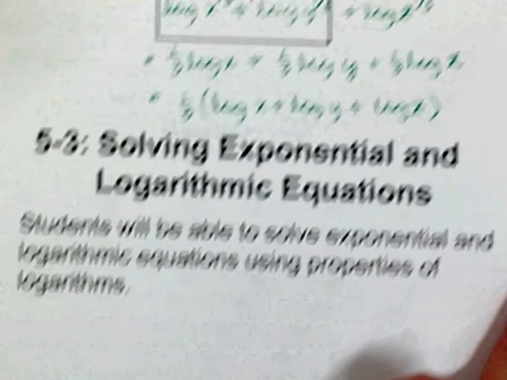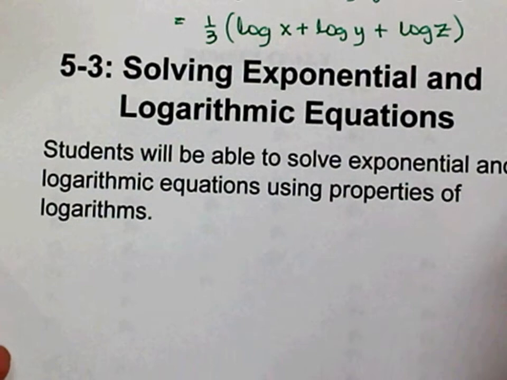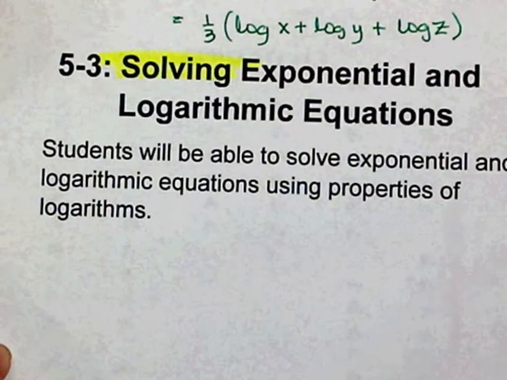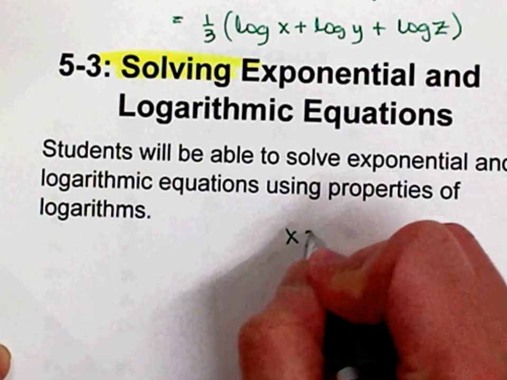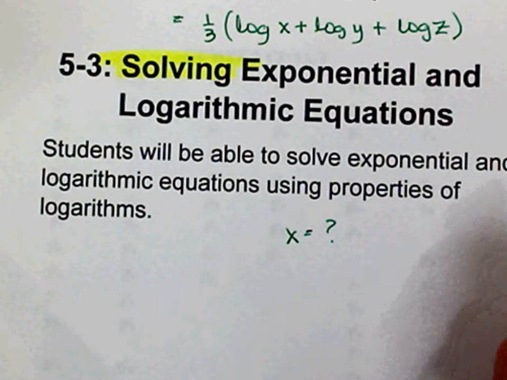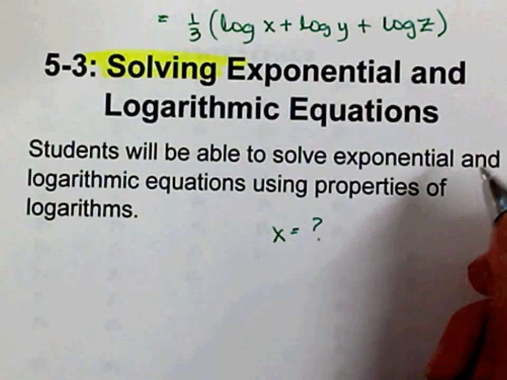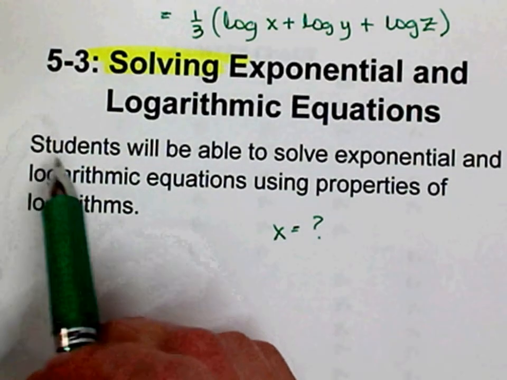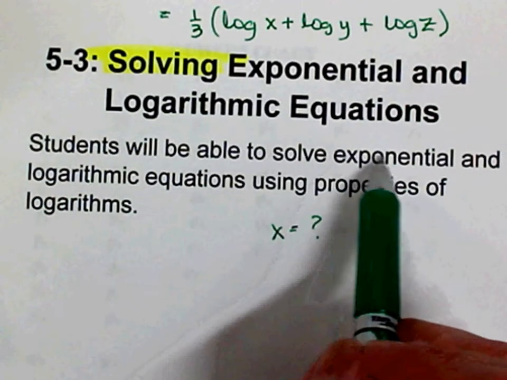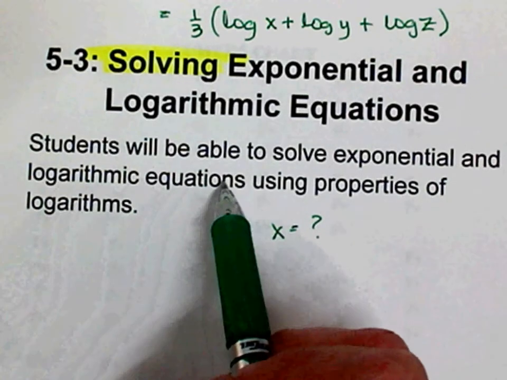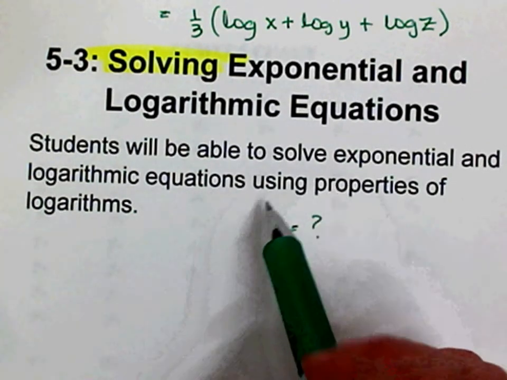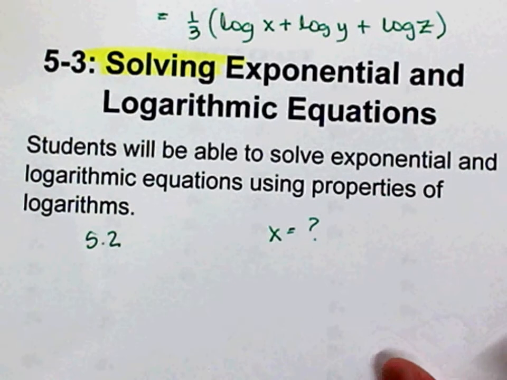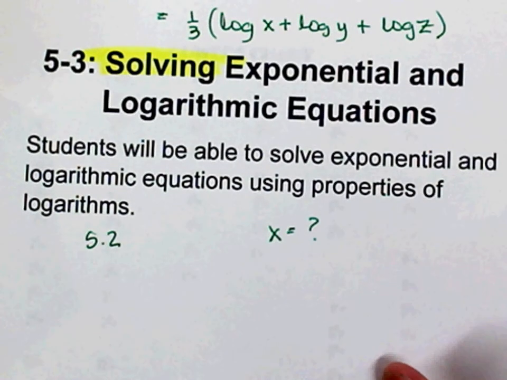Alright, key word here, it says solve exponentials and logarithmic equations. So we're going to solve. And when you solve, you have x equals something, or y equals something, or a variable equals something. Okay? You're going to solve. You're going to have to represent numbers. So students will be able to solve exponential and logarithmic equations using properties of logarithms. As I stated, if you have not completed 5.2 or 5.1, you need to do that now.